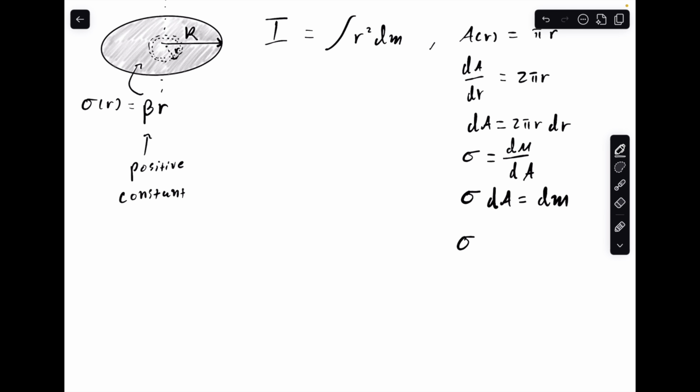But first, I'm going to simplify on this side. I know sigma, they gave it to me. It was br, right? And dA, I just solved for. It's 2 pi r dr. And that is equal to dm. So now I'll sub all of that into my integral. And I knew that I had to integrate from 0 to R, like I said earlier. You can rewind if you need more help with that.